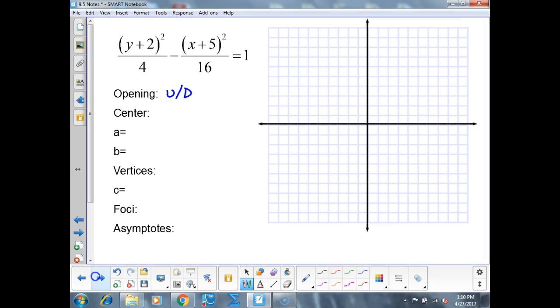What's up, Cal? -2, -5 is not the center. -5, comma, -2 is the center, yes. Because we got to go with x's.